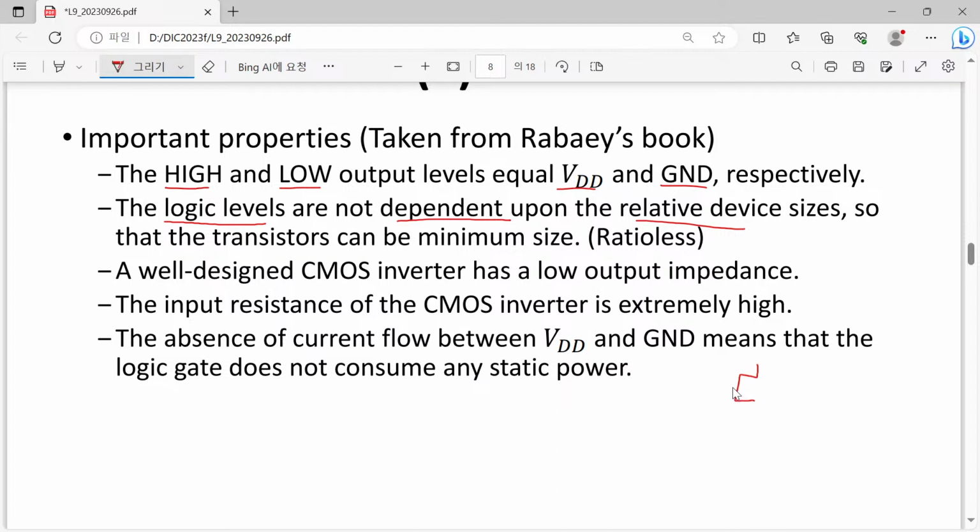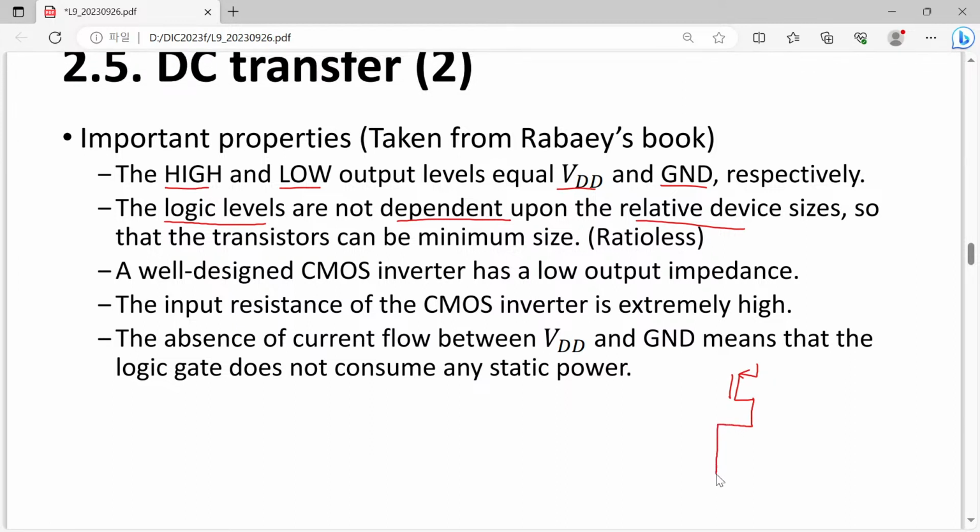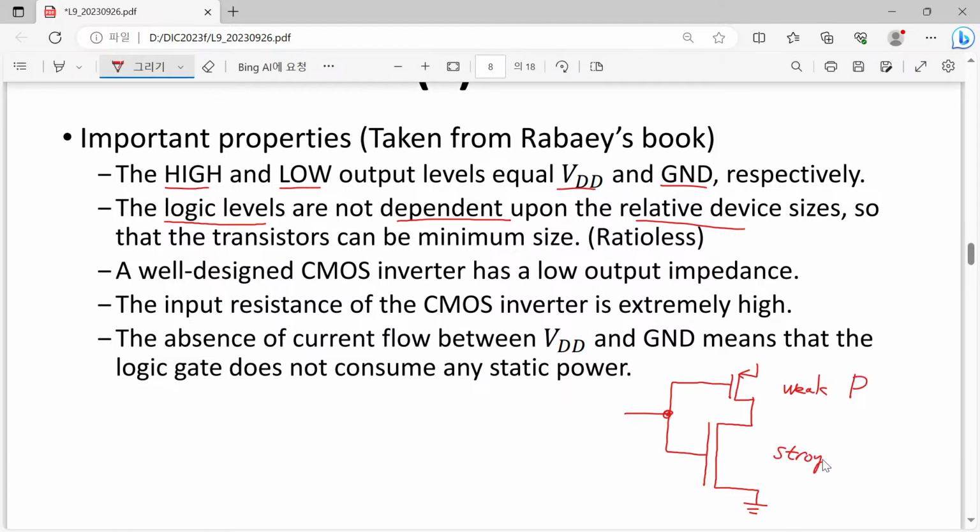Now we have a small PMOSFET and a very large NMOSFET. Sorry about this ugly drawing, but please regard it as a weak PMOSFET and a strong NMOSFET. Now think about this one. What will happen? How about your output value? Now this guy is quite strong.